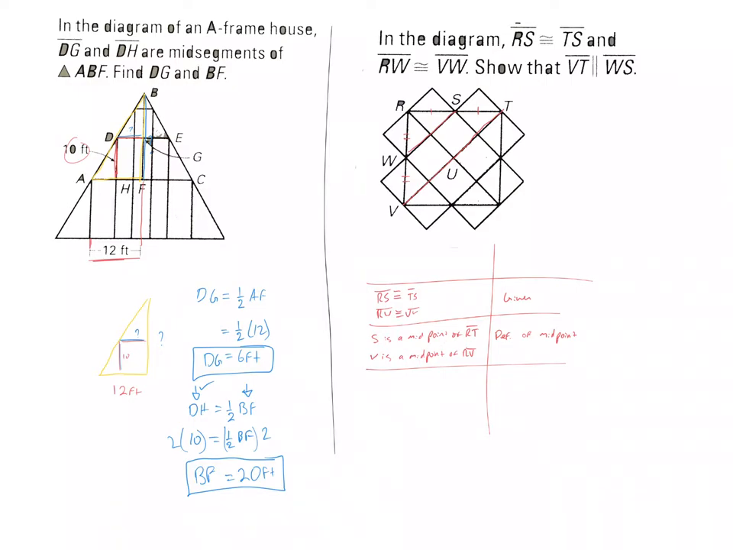That means WS is a midsegment of triangle RVT. That's the definition of midsegment.